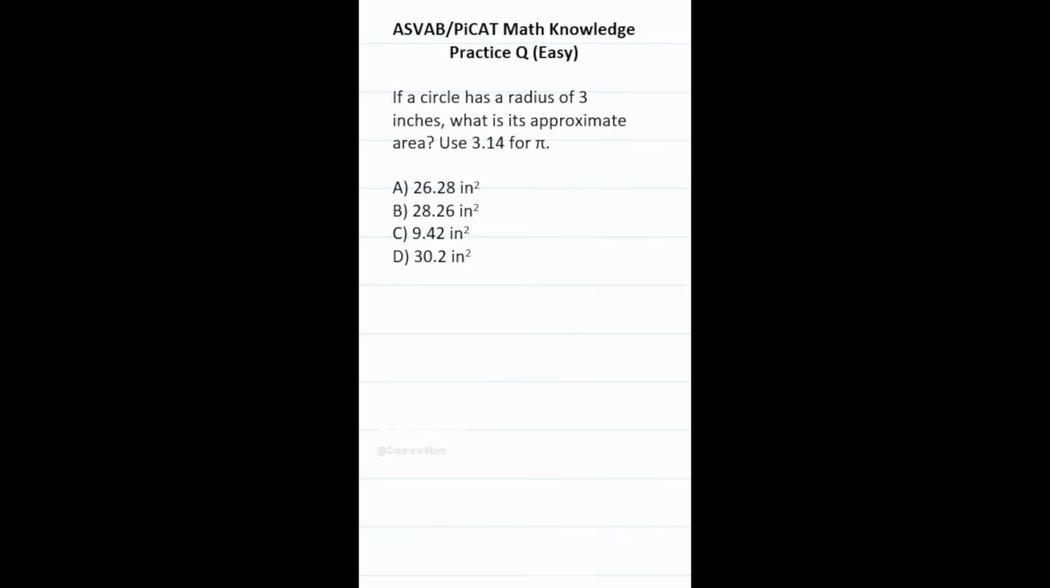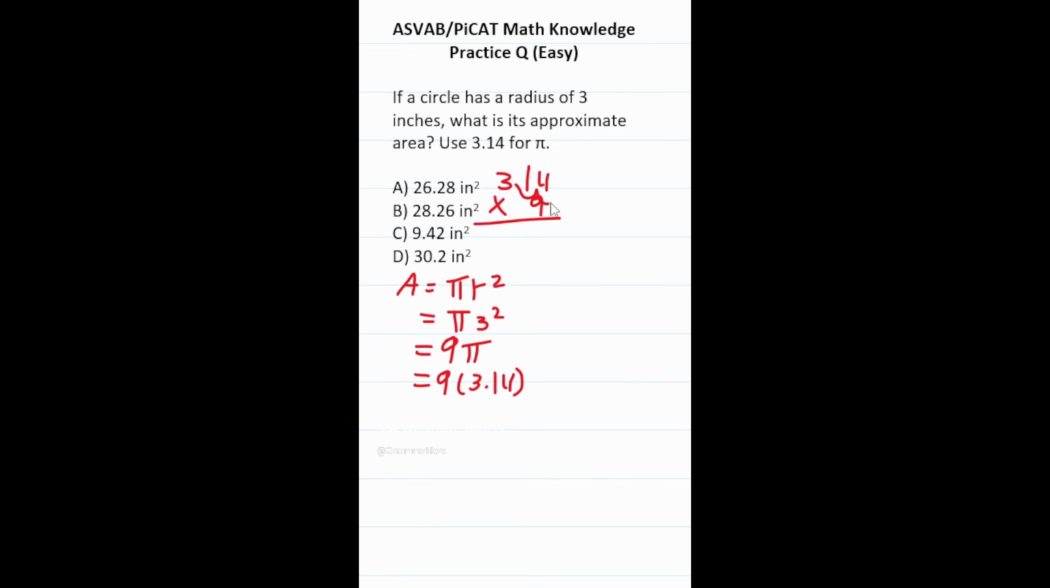This easy ASVAB PiCAT math knowledge practice test question says, if a circle has a radius of 3 inches, what is its approximate area? Use 3.14 for pi. So to find the area of a circle, we use the formula pi r squared, where r is the radius. So this becomes pi, and we're told the radius of our circle is 3. 3 squared is 9, so this is 9 pi. Of course, we're told to use 3.14 to approximate pi. So this becomes 3.14 times 9.